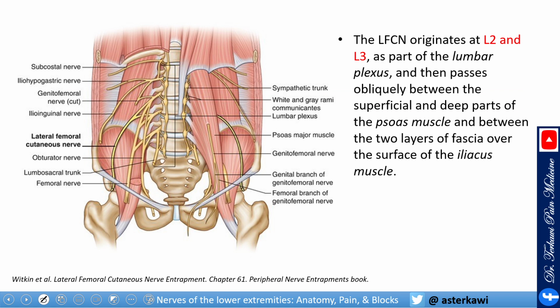So the lateral femoral cutaneous nerve originates at L2 to L4 as part of the lumbar plexus and then passes obliquely between the superficial and deep part of the psoas muscle. So this is the psoas muscle here, and you see the nerve going between these two layers, and it goes over the iliacus muscle.